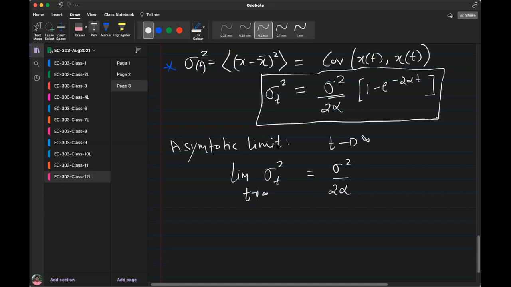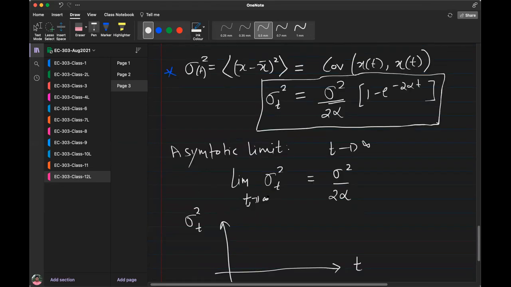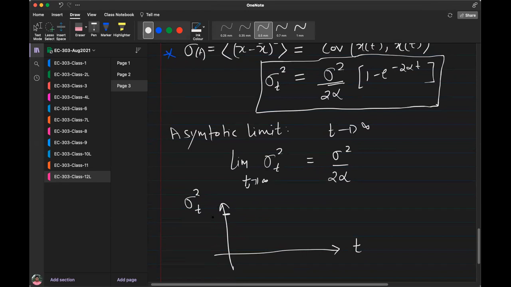Now, what we can also do is plot this as a function of t. So we can plot sigma square t as a function of t. How will this look? The asymptotic limit is sigma square by 2 alpha, and it reaches there as 1 minus something, like this. So it's reaching a constant value. The variance of this process is basically finite, if you wait long enough.